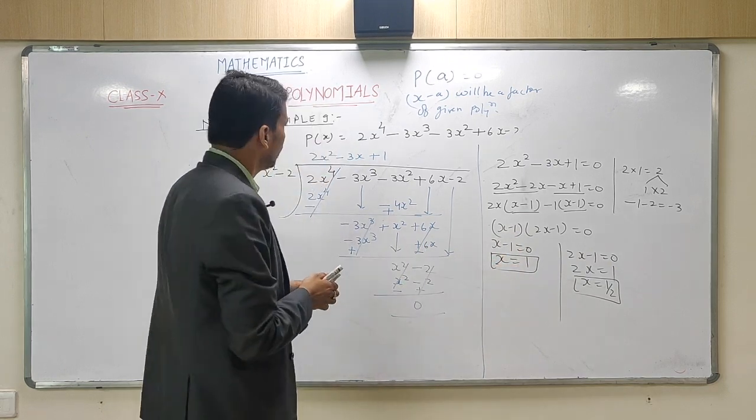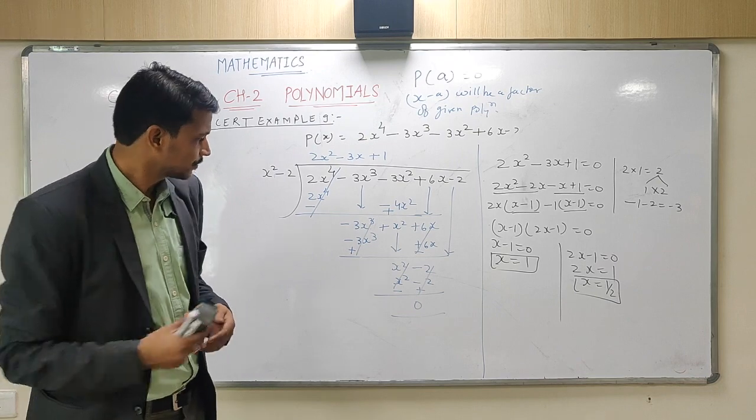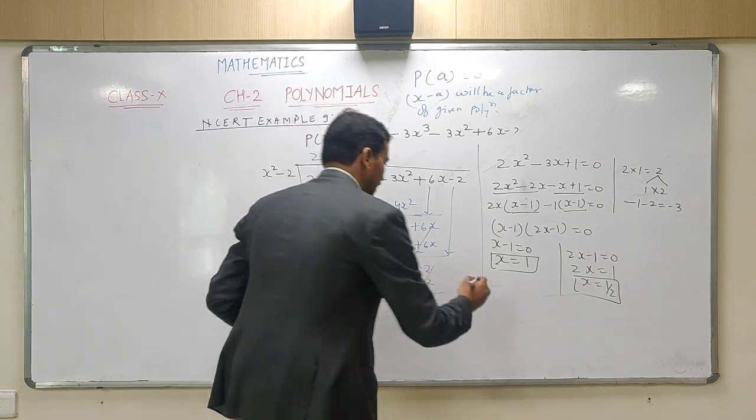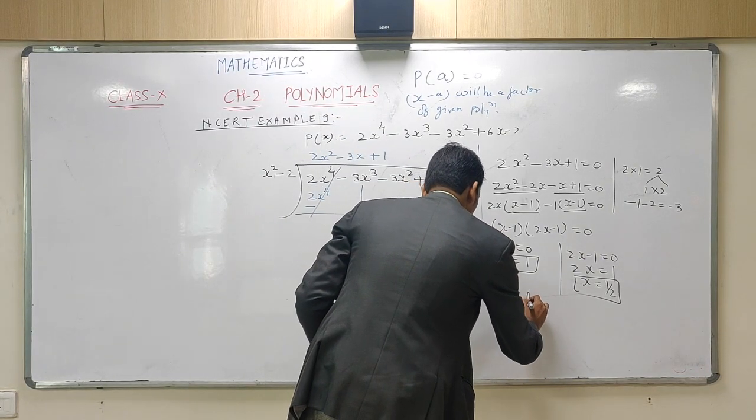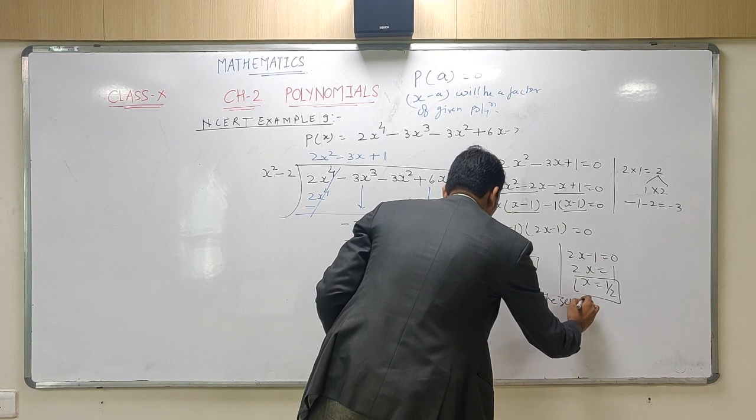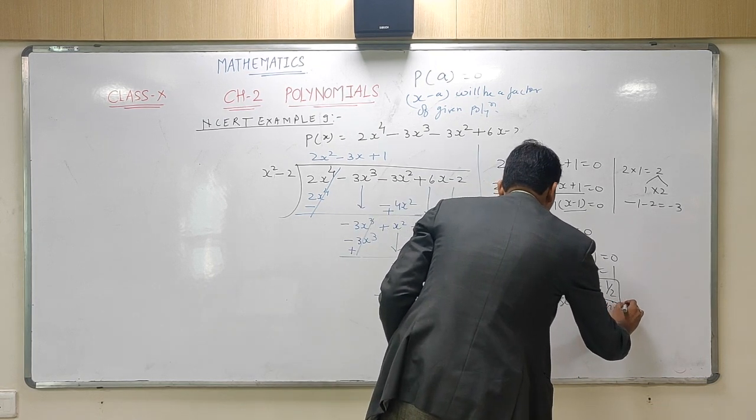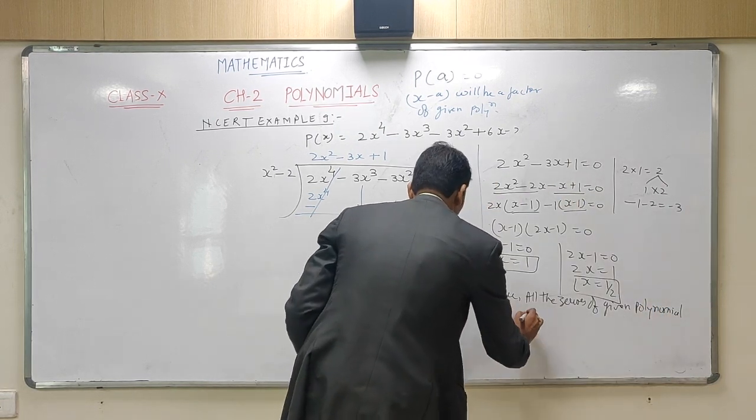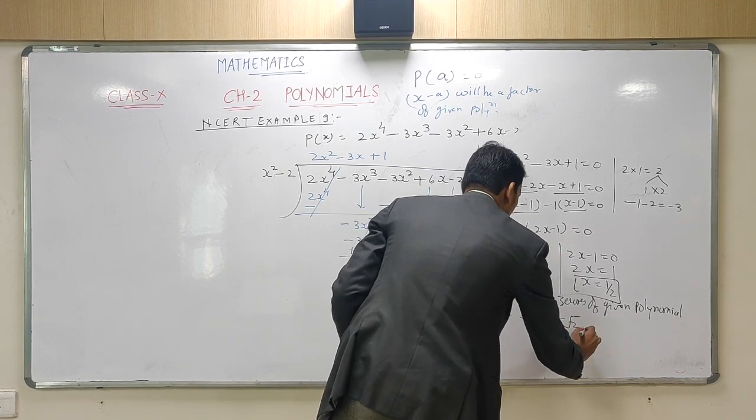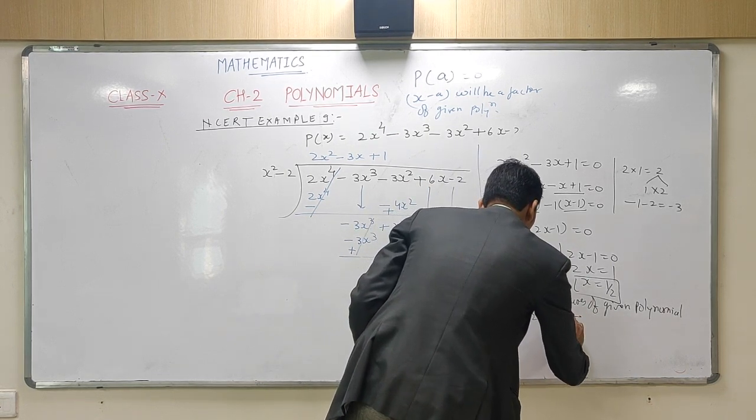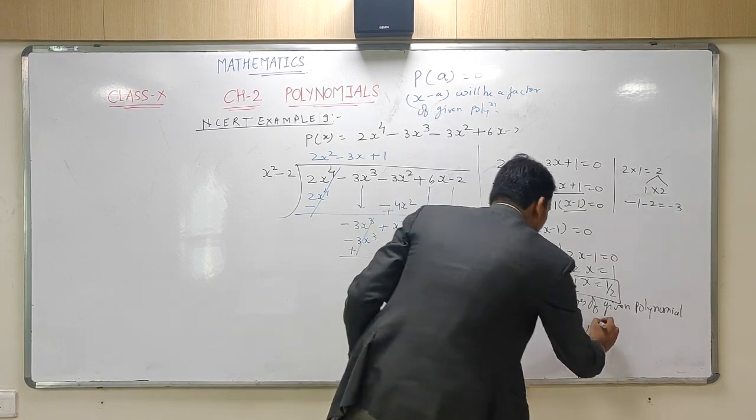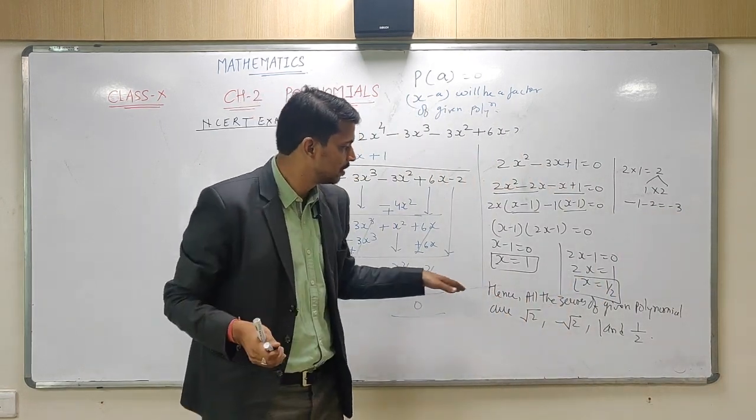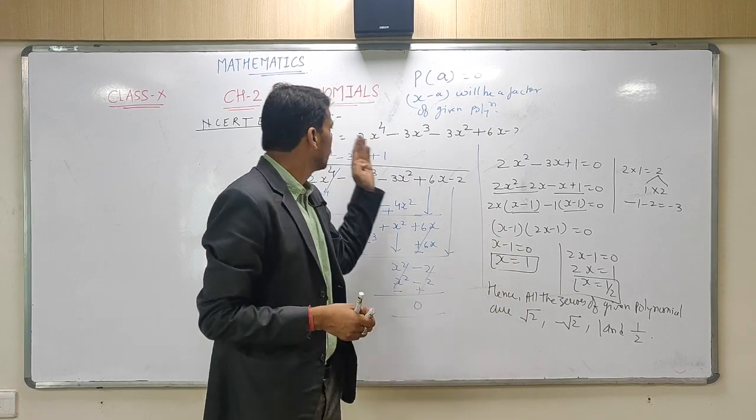Last statement, we will write the last statement in a way, hence all the zeros of given polynomial are root 2 already given, minus root 2 already given, and we just achieved 1 and 1 upon 2. So, these all are the all possible zeros of the given polynomial.